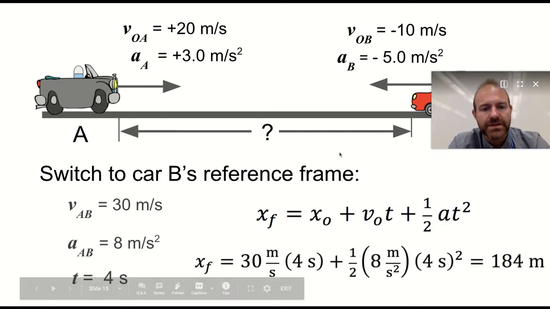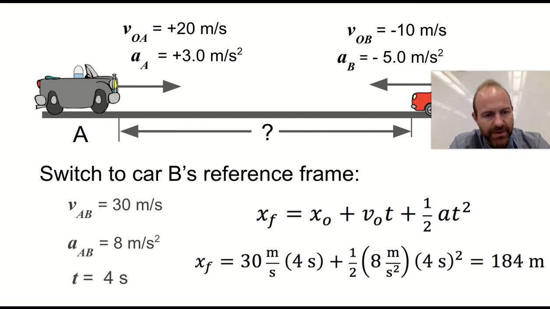x final equals x initial plus v initial t plus 1/2 a t squared, 184 meters. Now, if you were to try to solve this in the ground reference frame, the one we're sort of observing from, you would have had to set up a system of equations and said, well, they arrive at a particular place at a particular time, but you wouldn't have known their final velocities, and you wouldn't have known a few other things, right? We don't know how far apart they are, so that becomes a little bit more complicated.